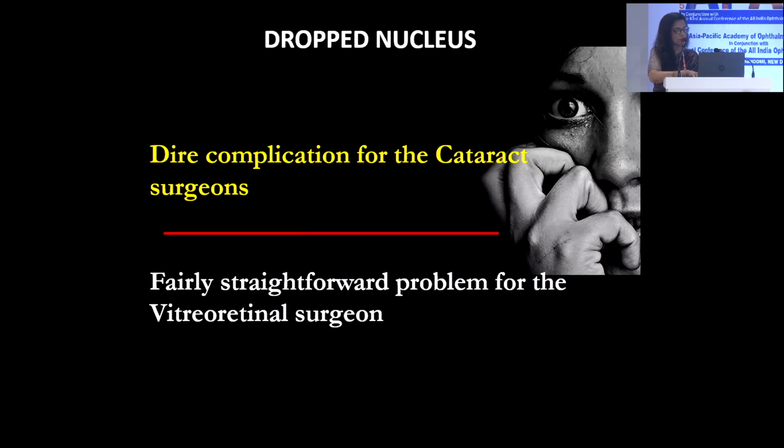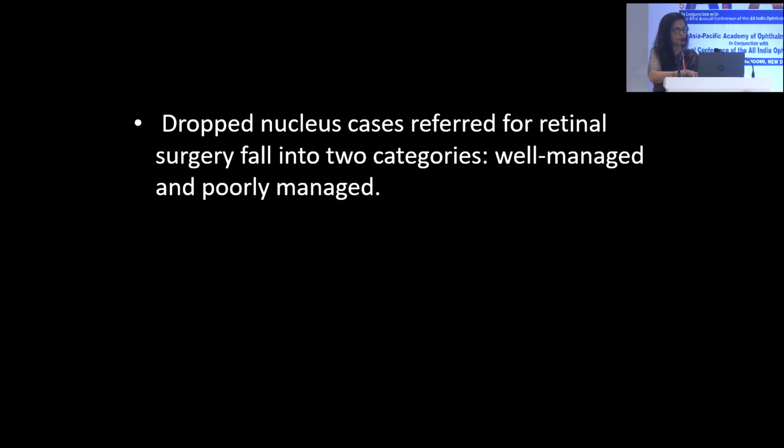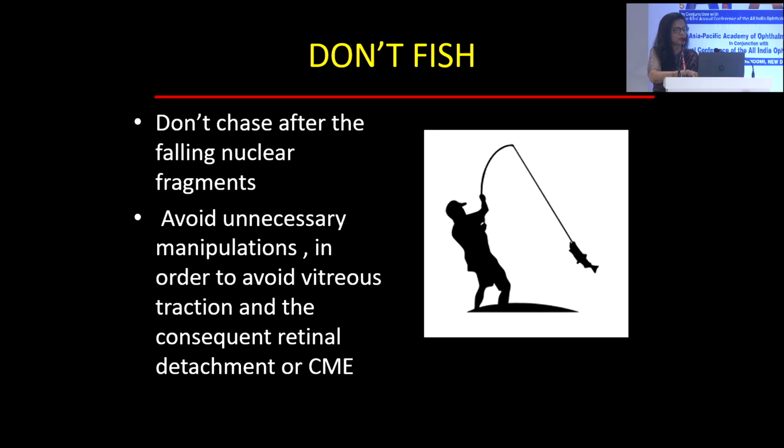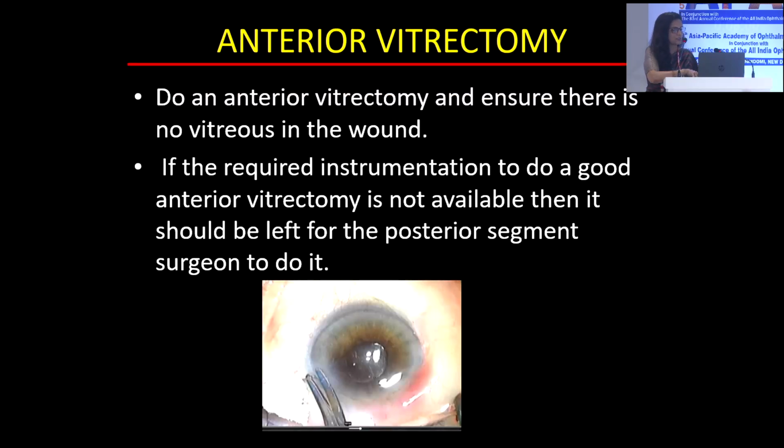Now, in case the fragments dislocate posteriorly, especially if there's a full nucleus that has dropped, it is a dire complication for the cataract surgeon, but a fairly straightforward problem for the vitreoretinal surgeon. And we all know that we don't have to chase after the nuclear fragments; avoid unnecessary manipulations to prevent vitreous traction and consequent retinal detachment and CNV.